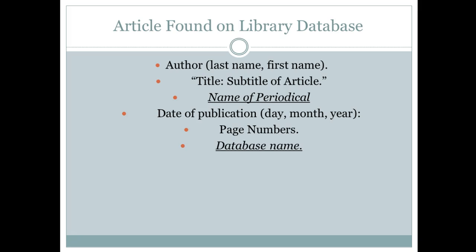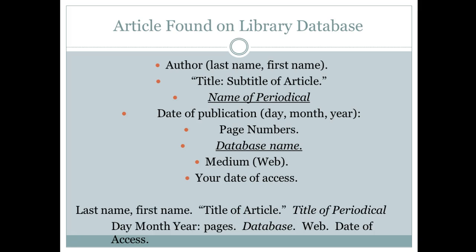The additional pieces of information here you need are the database name. So make sure you show what database you got it from. So the Chicago Tribune Online, is it Academic Search Complete? Is it Business Premier? What was the database name? Again, any record from one of our library databases is going to tell you. Medium is always web. If you use the library database, your medium is web. And then again, your date of access. You put it together like this.